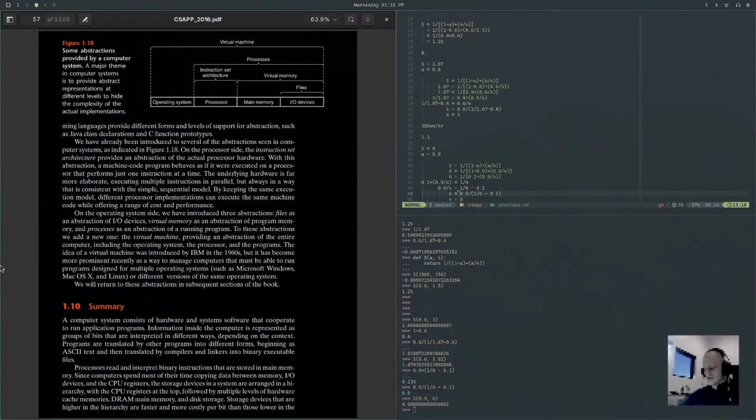Summary: a computer system consists of hardware and system software that cooperate to run application programs. Information inside the computer is represented as a group of bits that are interpreted in different ways depending on the context. Programs are translated by other programs into different forms, beginning as ASCII text, and then translated by compilers and linkers into binary executable files. Processors read and interpret binary instructions that are stored in main memory.